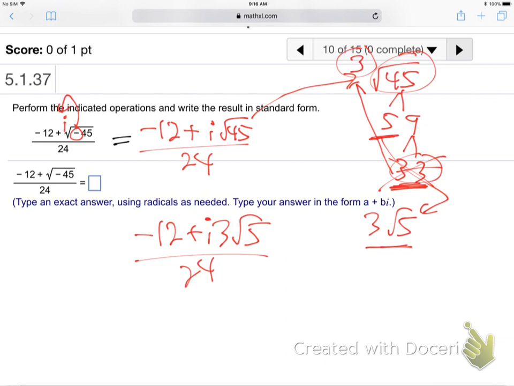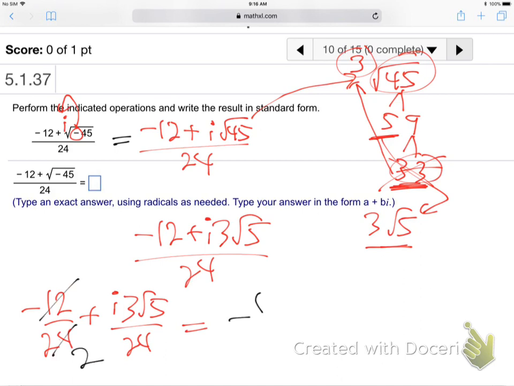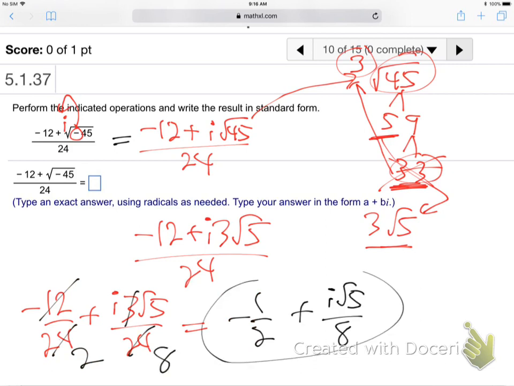Simplified that root 45. Now, we need to separate those and reduce both those fractions. So in other words, we get minus 12 24ths, plus i 3 root 5 over 24. Good so far. And now 12 goes into 24 2 times. This is minus a half, plus 3 goes into 24 8 times, i root 5 over 8. There we go. Just separated them and reduced them.